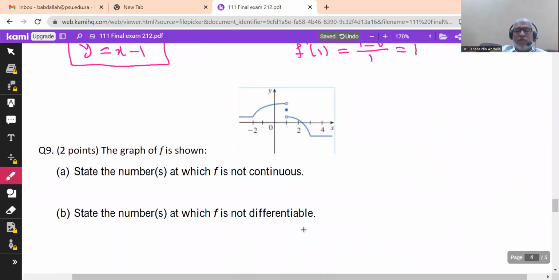State the numbers at which f is not continuous. Well, f is not continuous when x is 1. Here, at this number 1, the function is not continuous.